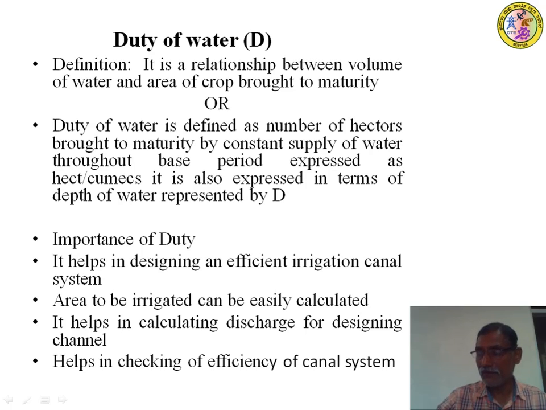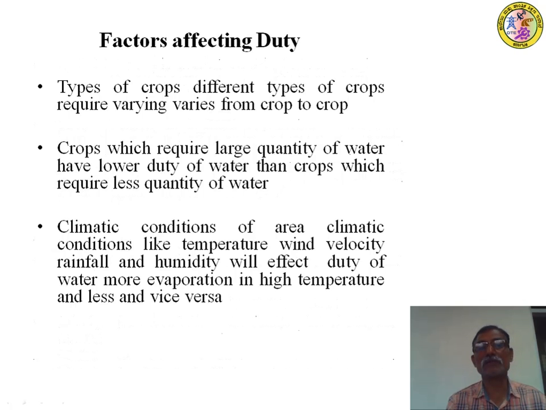Canals may be field canals, laterals, distributaries, sub-distributaries and main canals, and so forth. The design of the irrigation system is based on the duty of irrigation water. The area to be irrigated can be easily calculated. It helps in calculating discharge for the design of channels. It helps in checking the efficiency of the canal system.